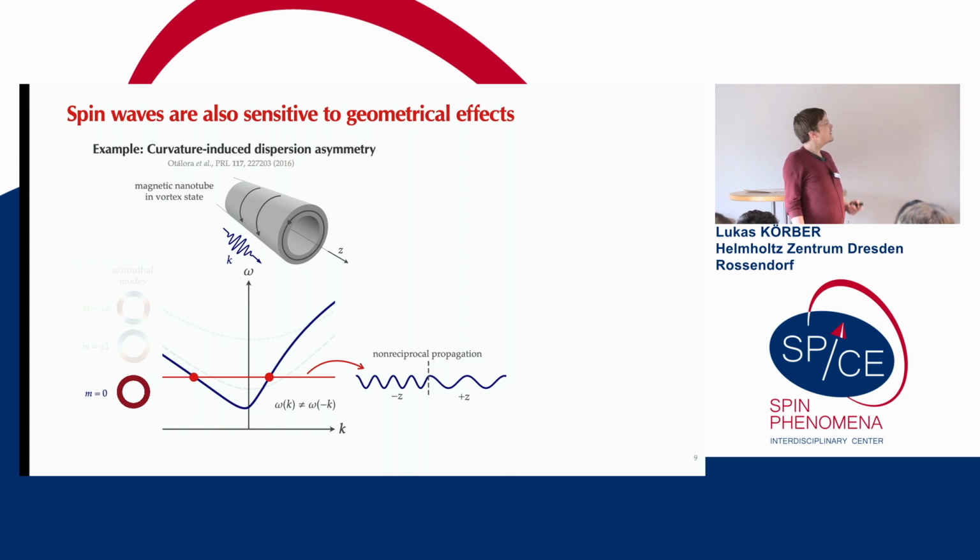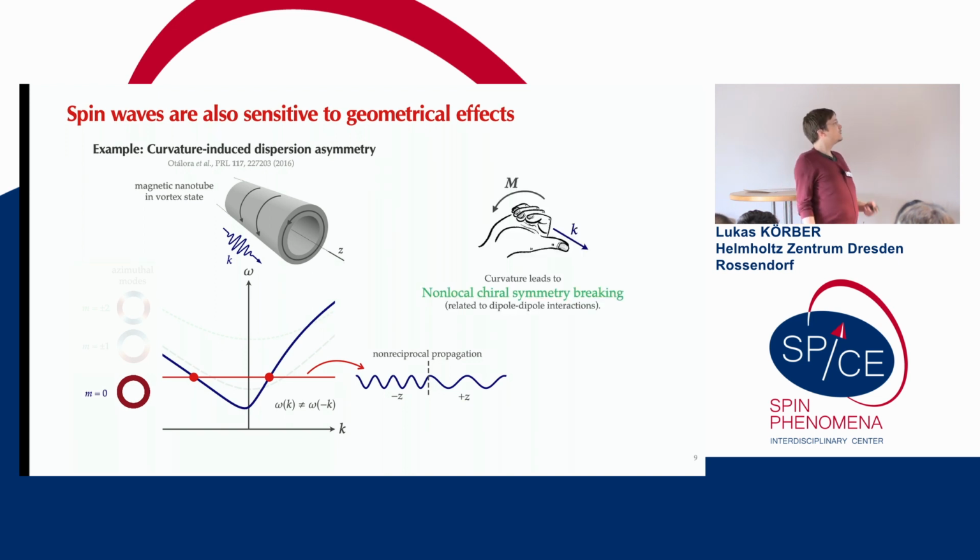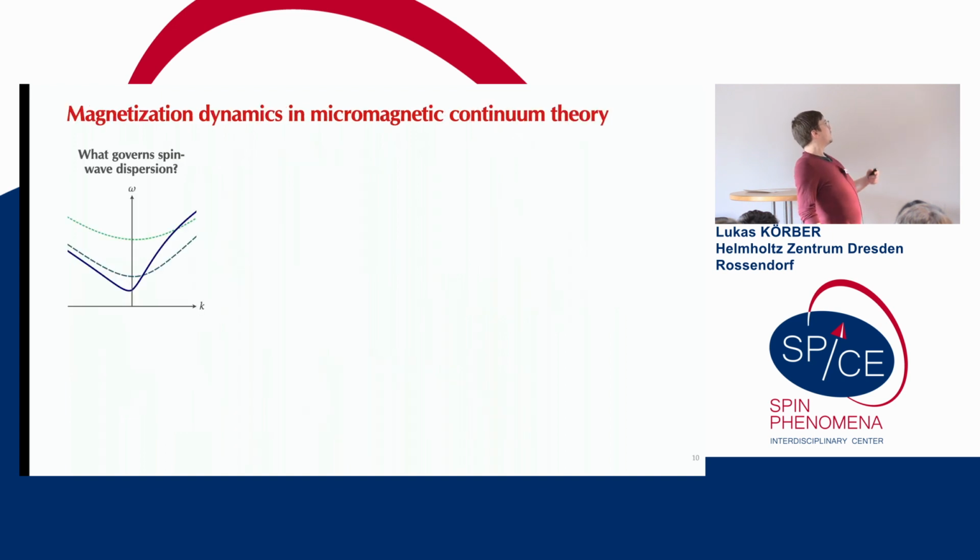And what we see at play here is that the curvature leads to a so-called non-local chiral symmetry breaking related to dipole-dipole interactions, which at this point is just a collection of random words to you. I hope that in the next couple of minutes I can make a little bit of sense of it for you. But for that, of course, we need to discuss a little bit what defines this spin-wave dispersion, why it's asymmetric, how can we describe it.